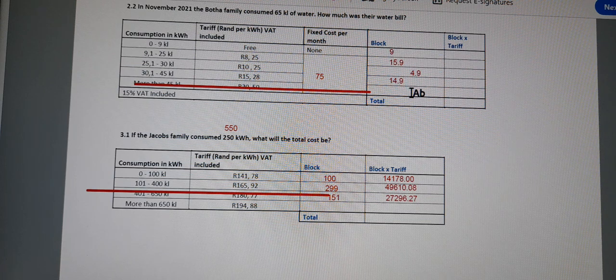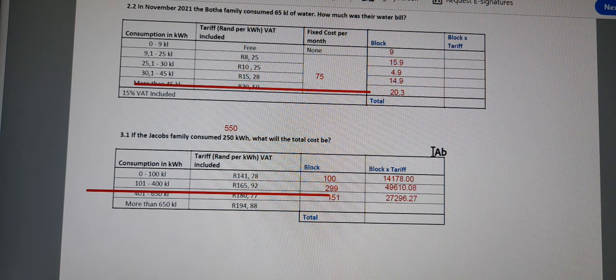14.9. And then now we are on our scratch line. We know scratch is consumption minus everything at the top. So it's 65, which is my consumption, minus 14.9 minus 4.9 minus 15.9 minus 9. Okay, then we are going to get 20.3. We know it's for this scratch column. Okay, now we've got our blocks.